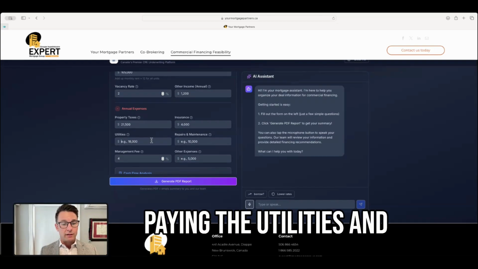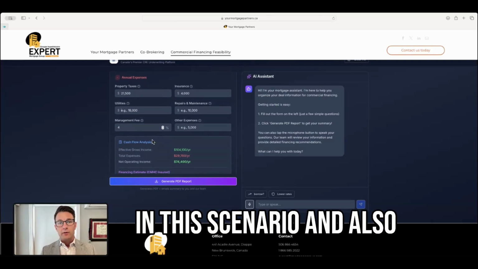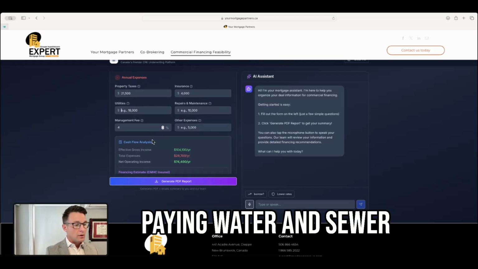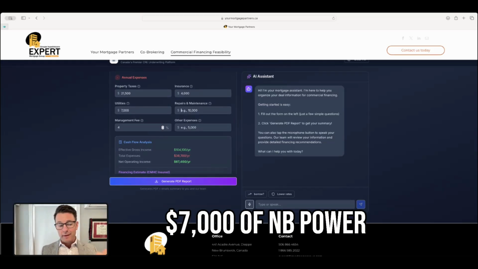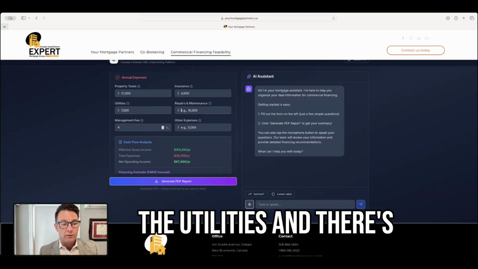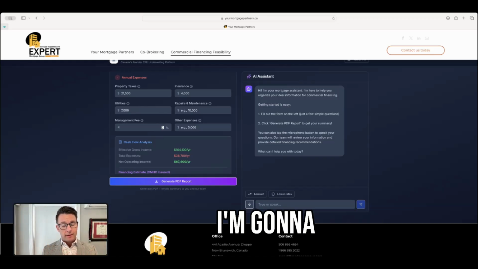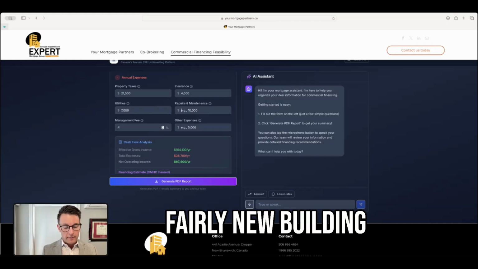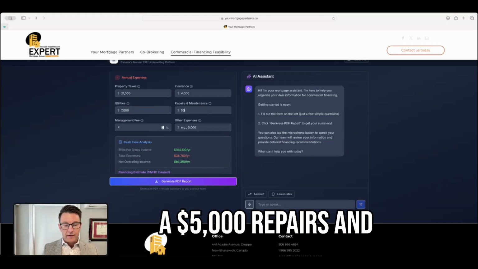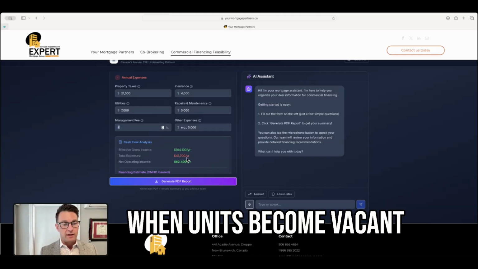I'm only paying the utilities in the common areas in this scenario, and also paying water and sewer. So I'm going to put in that I'm paying $7,000 for NB Power, water and sewer, and the utilities, and there's no other expenses. Repairs and maintenance, I'm going to use the scenario that it's a fairly new building, and I'm going to use $5,000 for repairs and maintenance just from painting when units become vacant and so on.